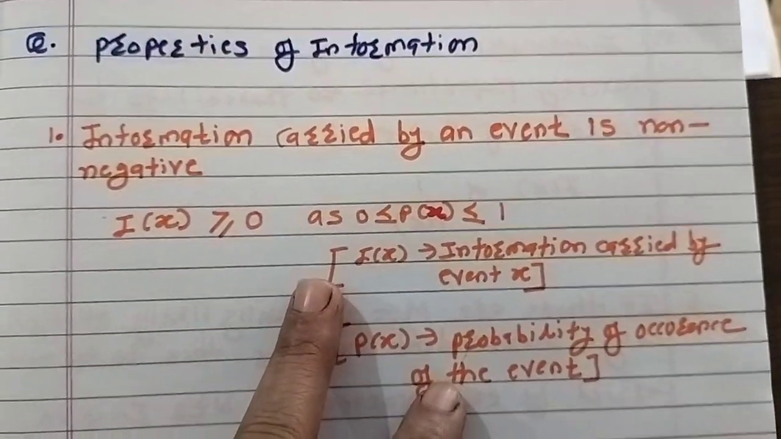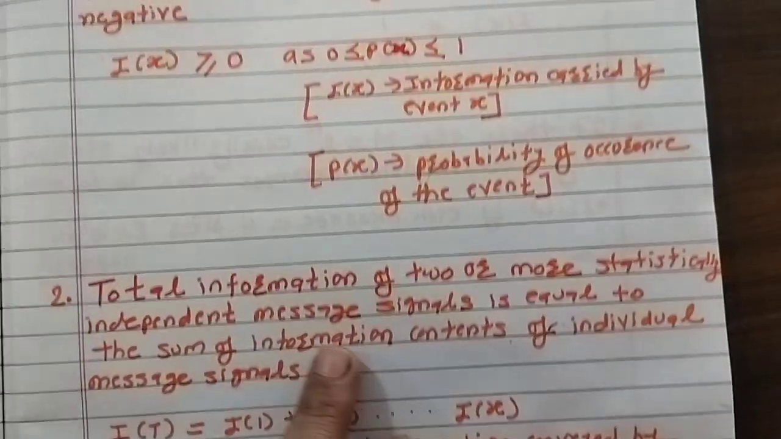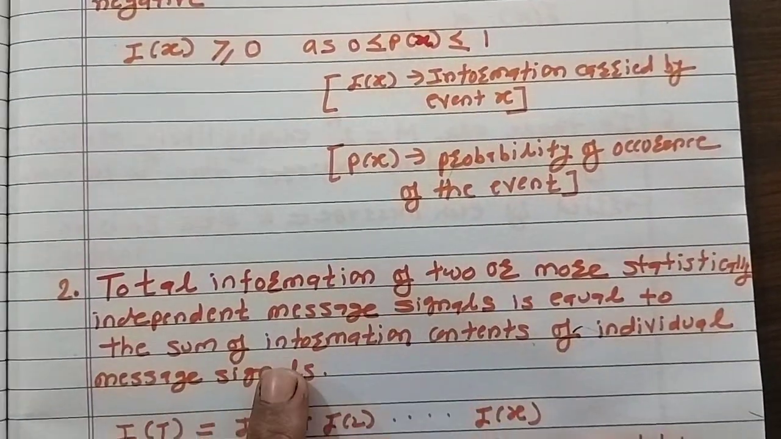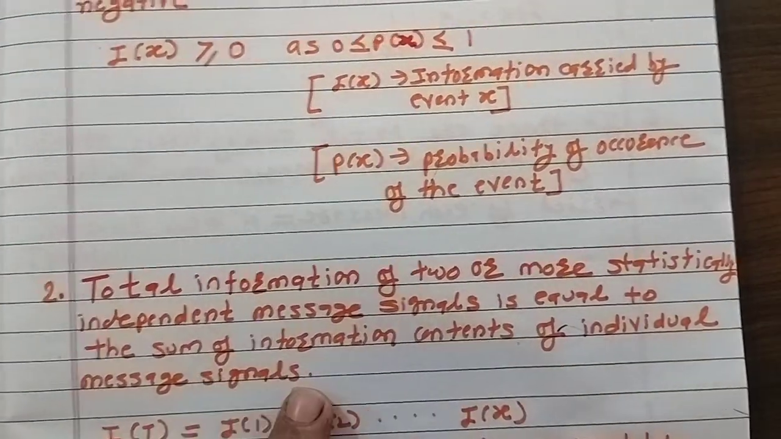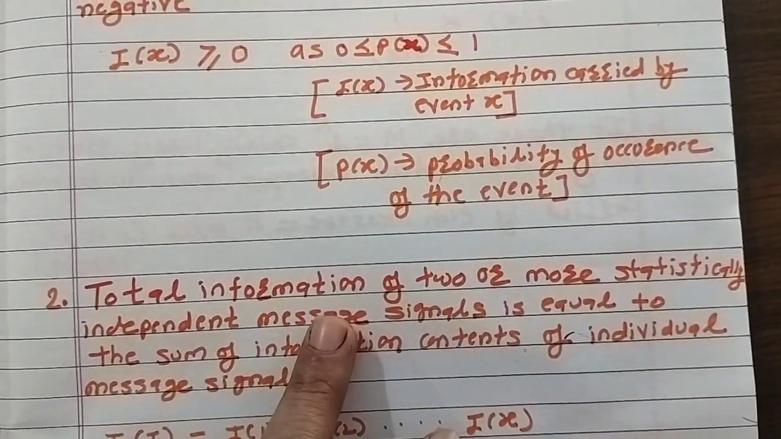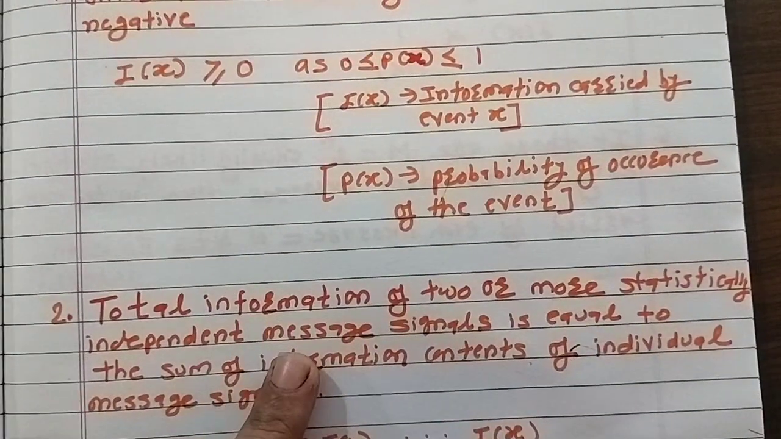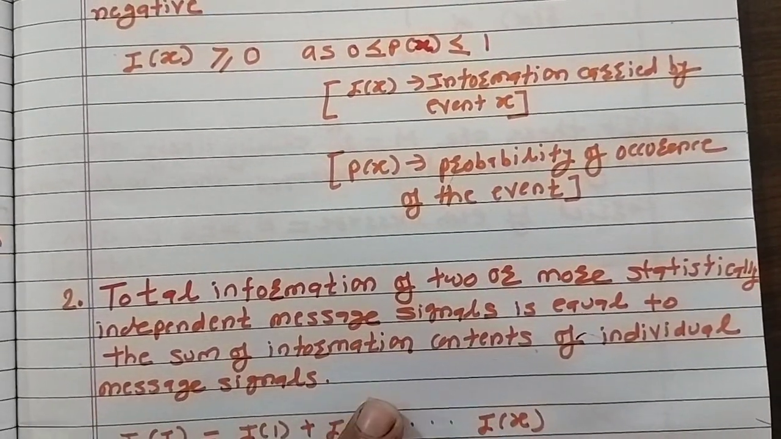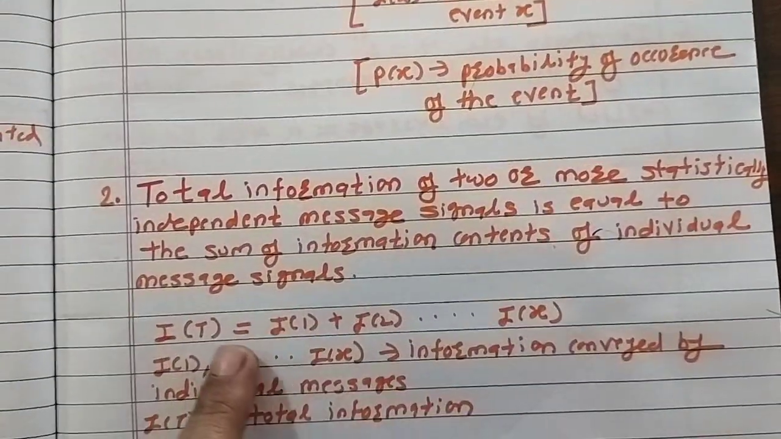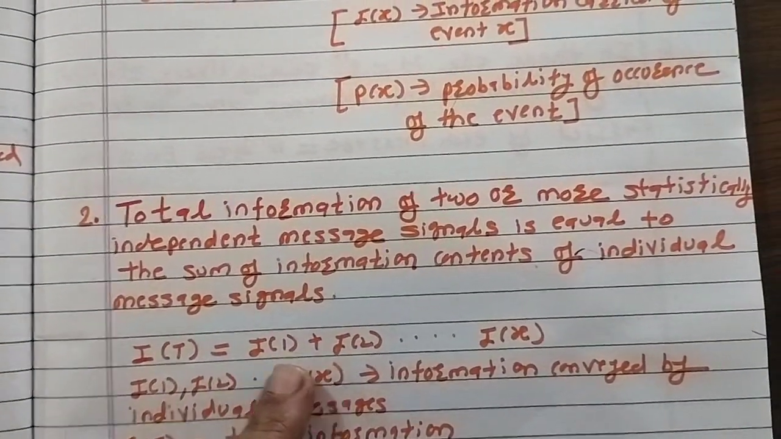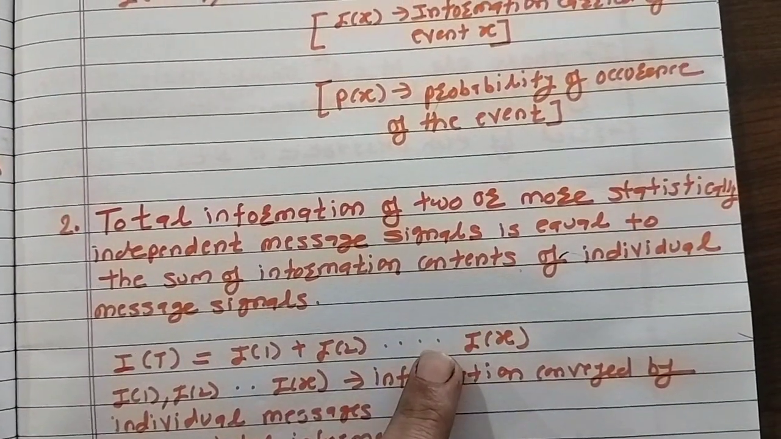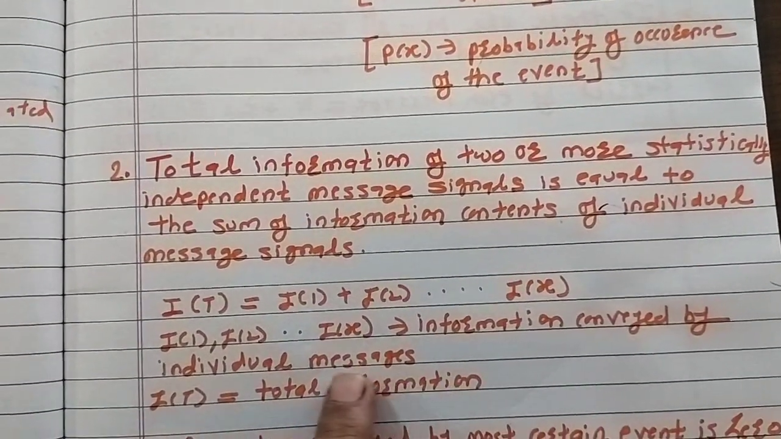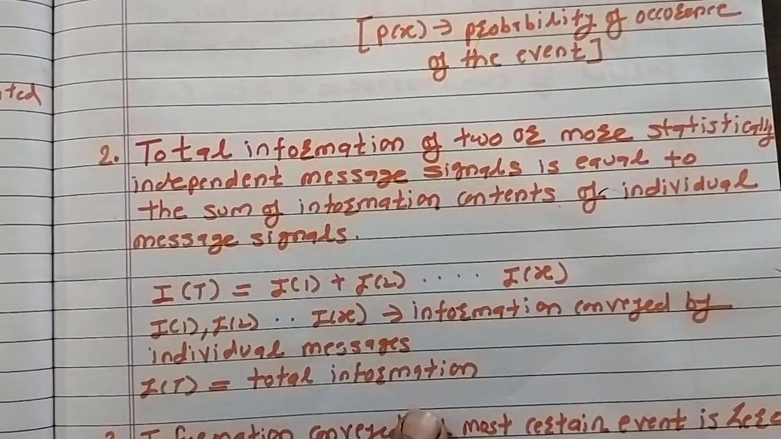This is the first point. Second, total information of two or more statistically independent message signals is equal to the sum of information content of individual message signals. So I_T is equal to I1 plus I2 plus up to I_x, where I1 to I_x are information conveyed by individual messages and I_T is the total information.